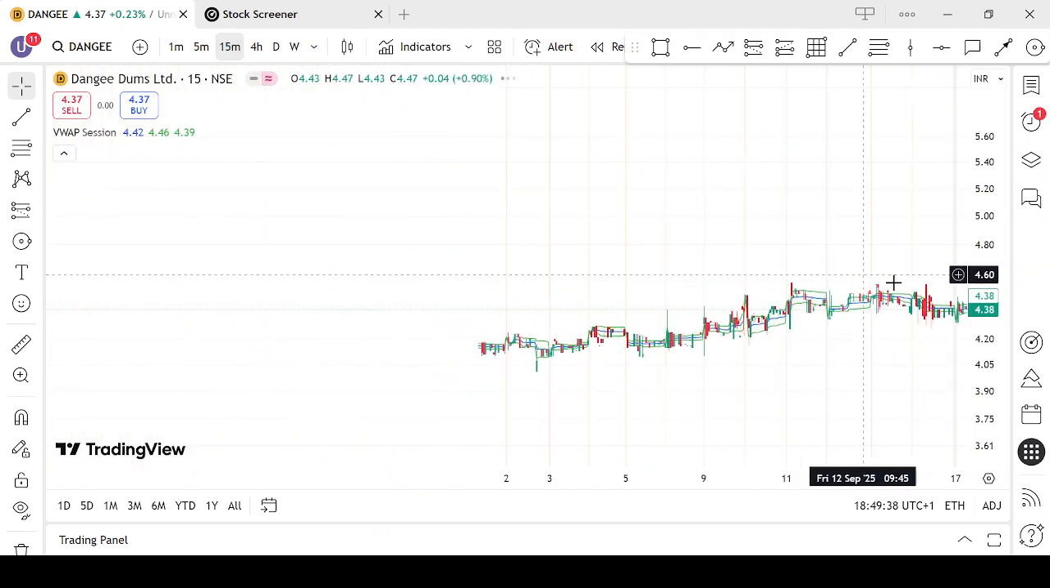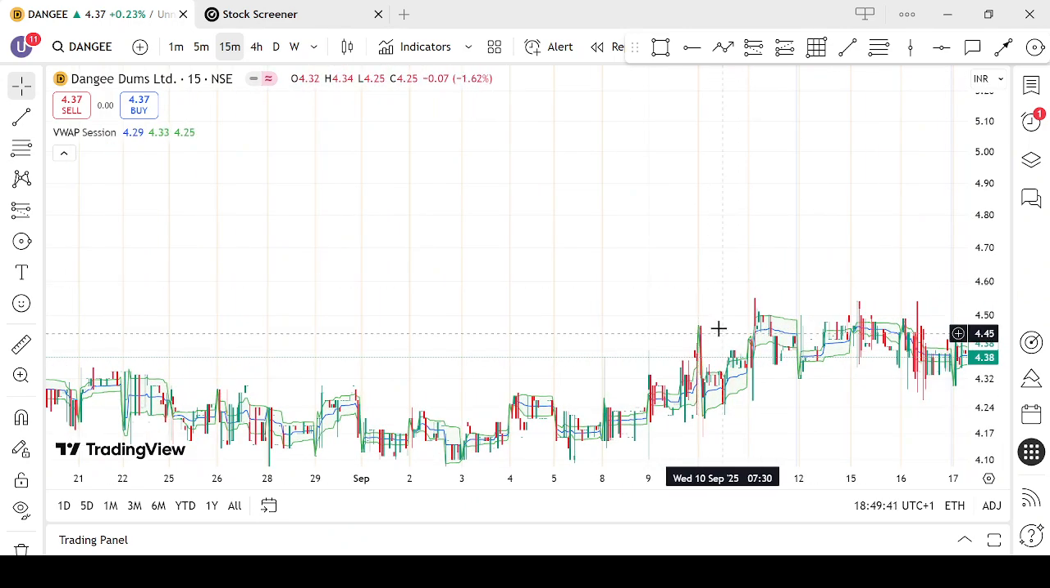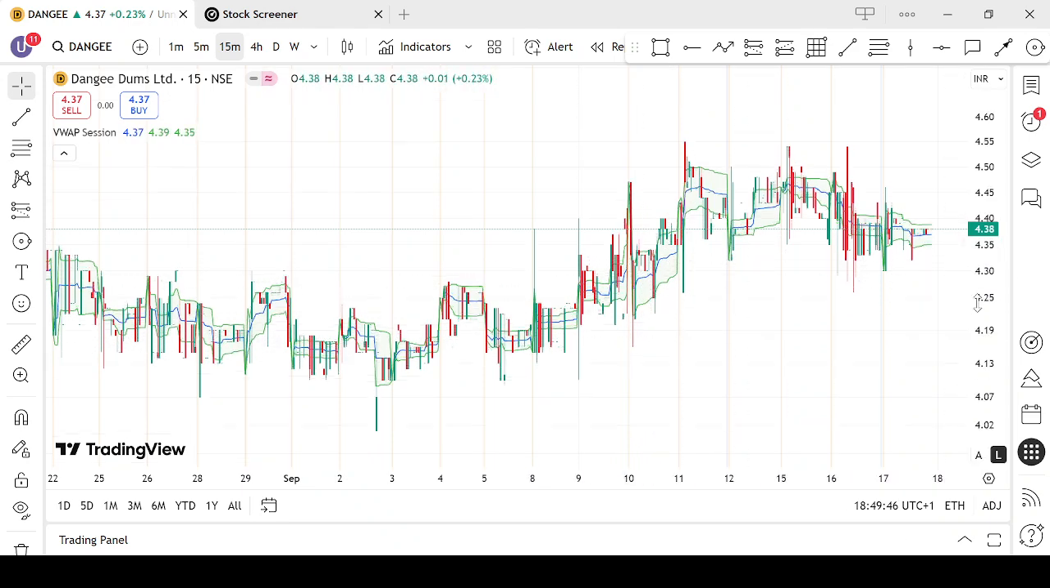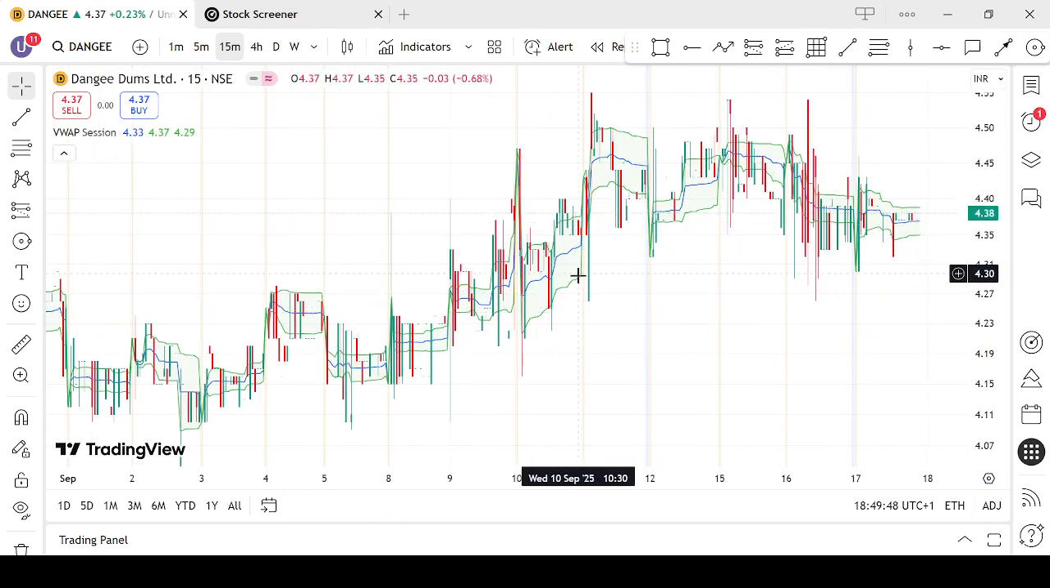Now the goal would be to enter on the first pullback near the VWAP. When you notice a first pullback near the VWAP, it often signals a good balance point between buyers and sellers. You have to confirm strength by watching the tape for rising cumulative volume data. This shows that buyers are stepping in to support the stock.